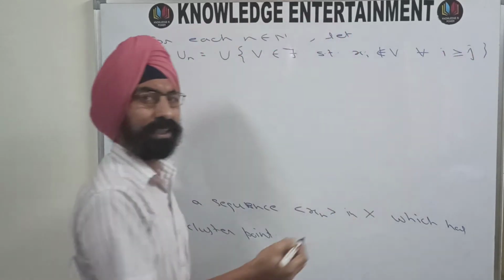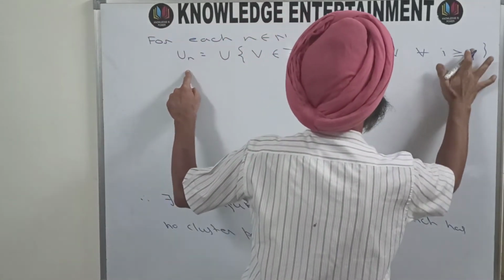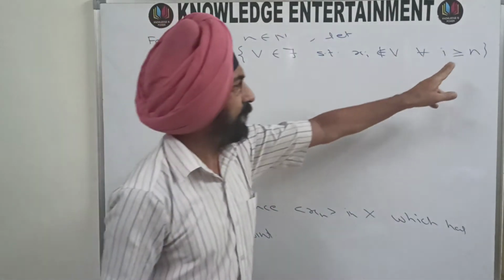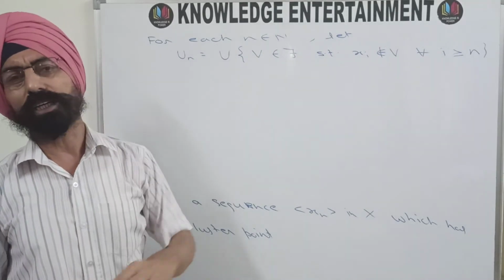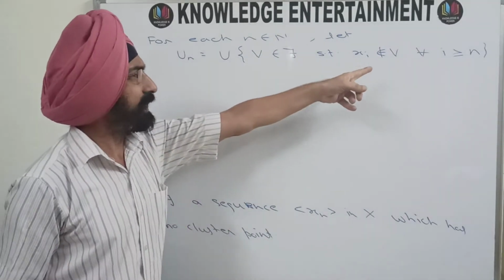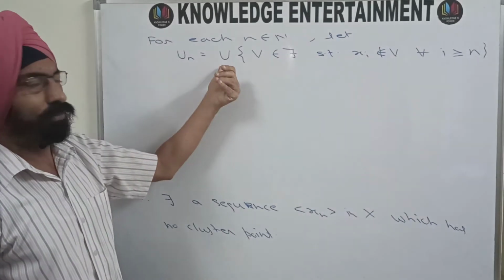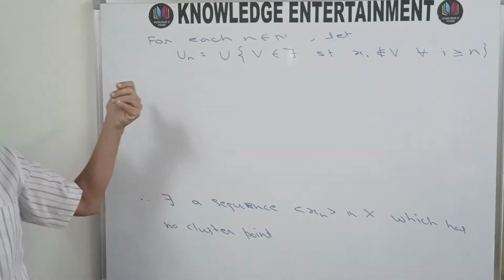There is some particular stage j, or you can say n, because I am naming it as n. After the natural number n, all the terms of the sequence do not belong to V. We take the union of all such tau open sets V, and in this fashion we have created this Un.